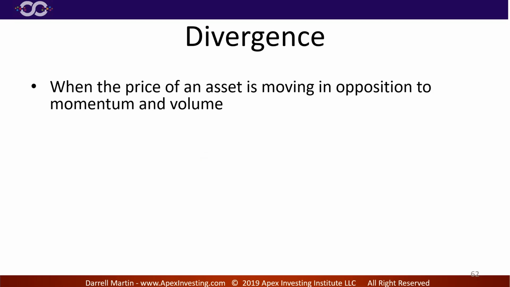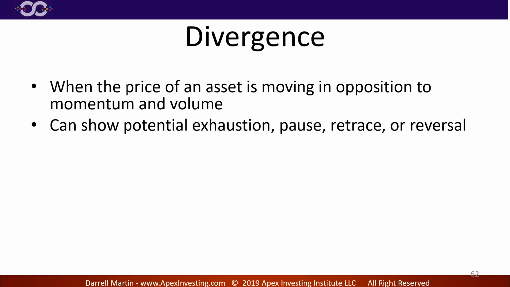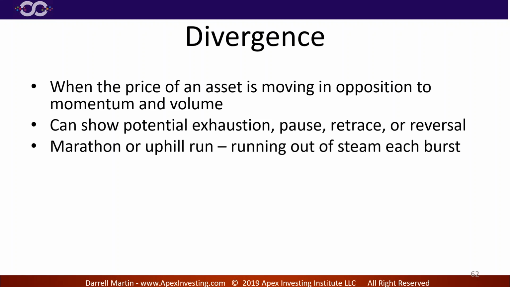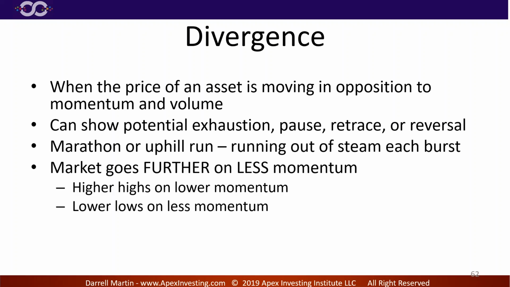Divergence. When the price of an asset is moving in opposition to momentum and volume. We talked about this last week, where it can show exhaustion, pause, retrace, reversals. Like you're on a marathon, you're running uphill, but you're running out of steam every time you go up another hill. To make it really simple: when the market goes further on less momentum, it's more likely to reverse.